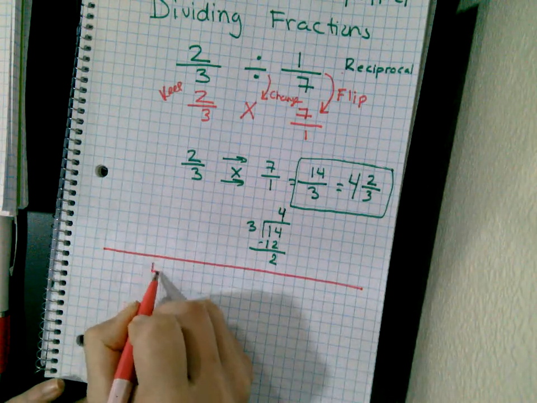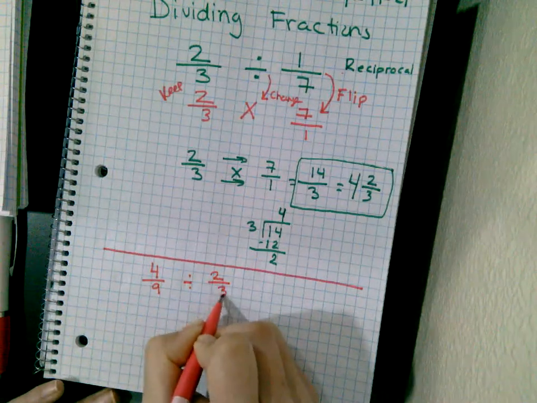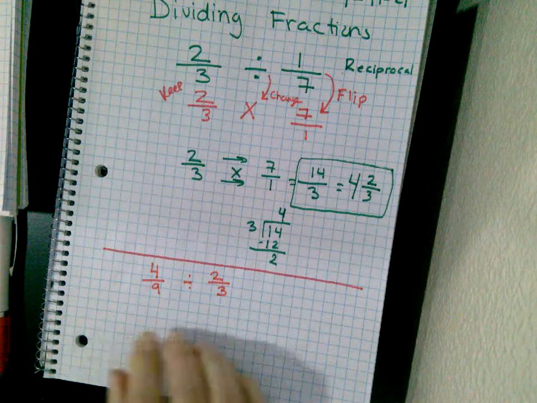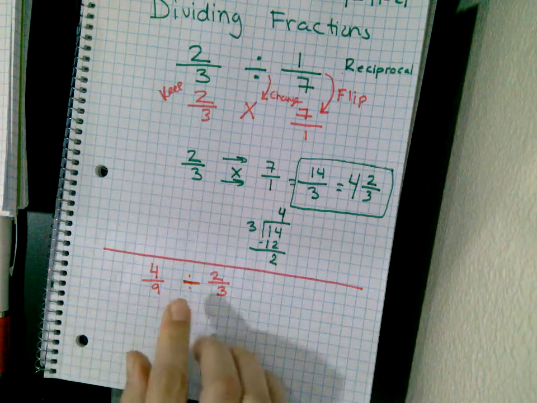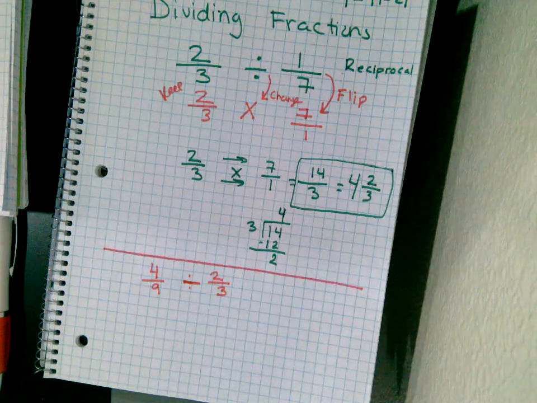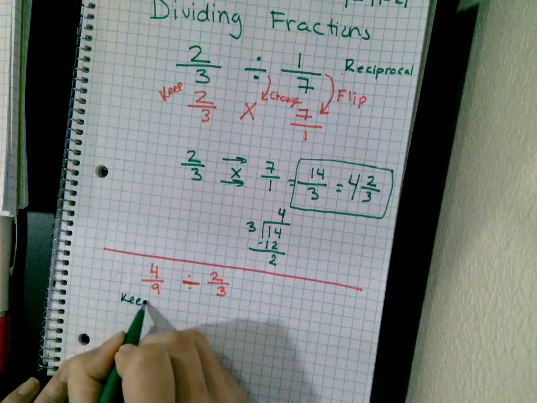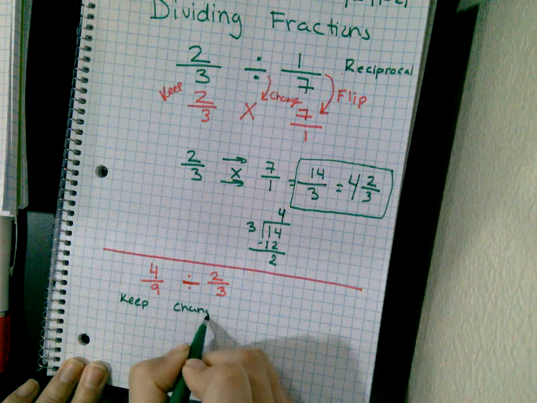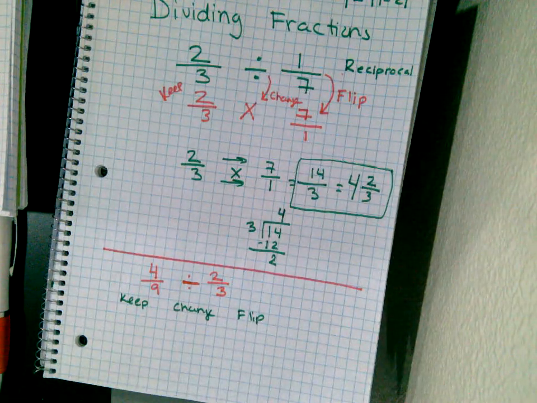If I have 4/9 divided by 2/3, okay, when you see the division sign, you're automatically gonna do keep, change, flip. Keep, change, flip.